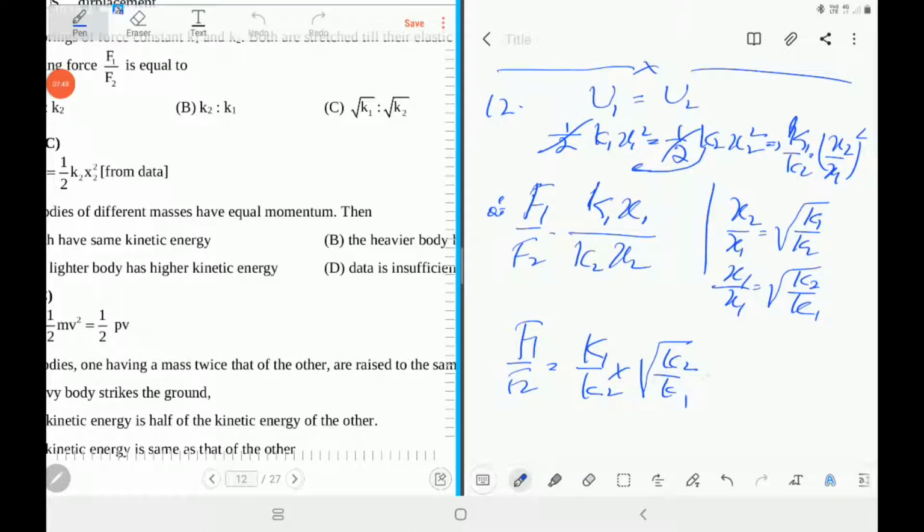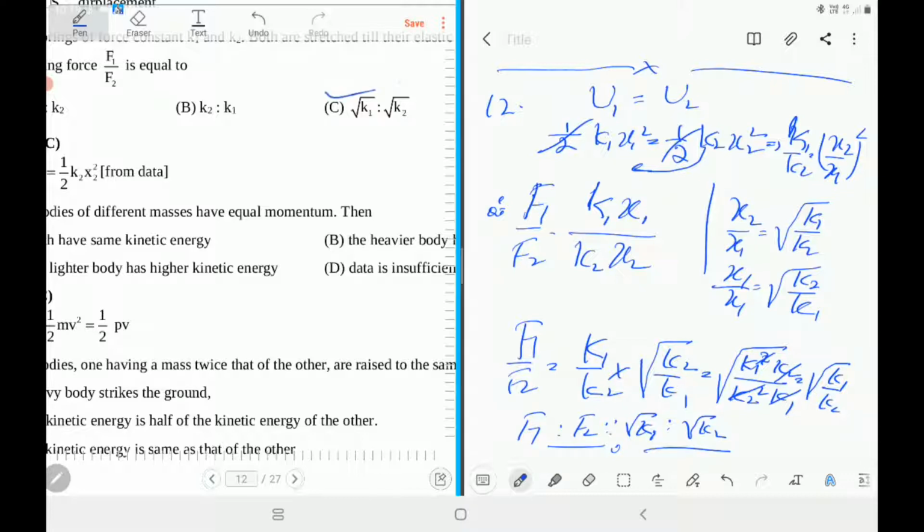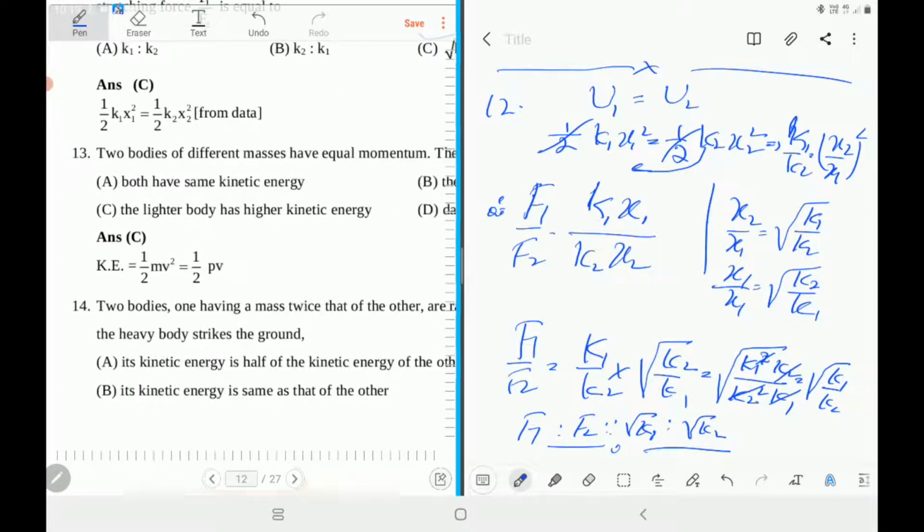Okay. We will take it inside the root. If I take inside the root, it becomes K1 square, K2 divided by K2 squared K1. One term cancels here. So you are left with inside root K1 by K2. So F1 is to F2, if I write, it becomes root of K1 is to root K2. It's very simple calculation. You practice this, dear students. So our option C. We'll move on with another one.